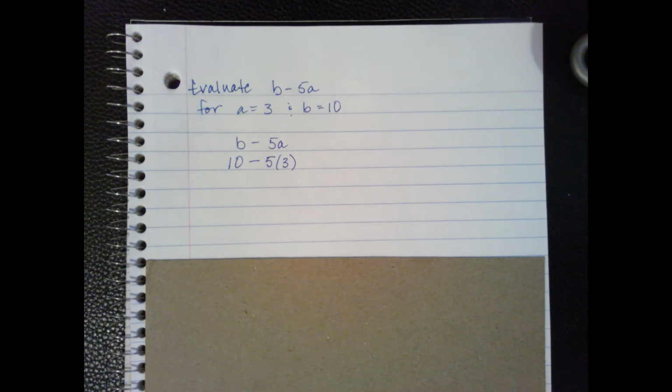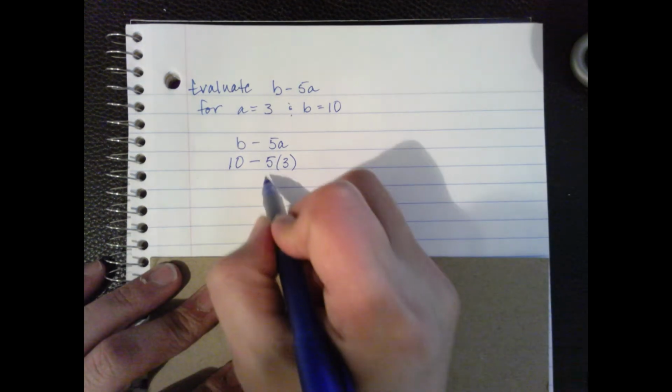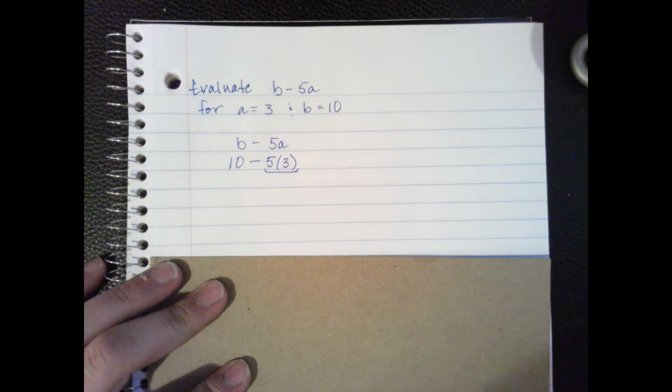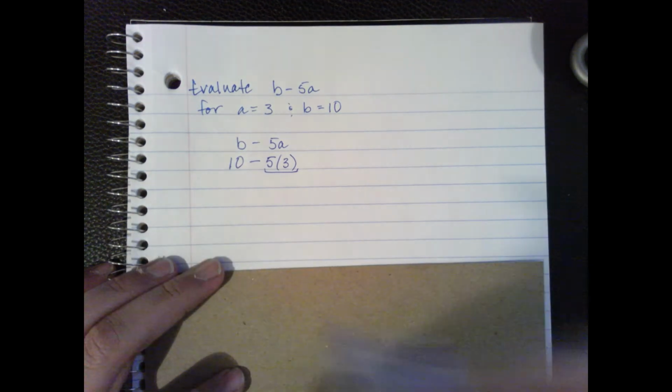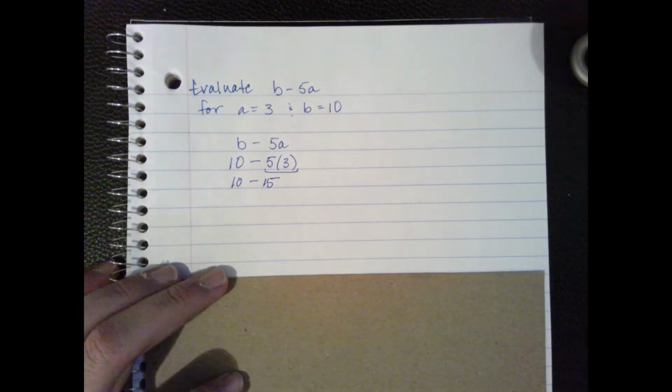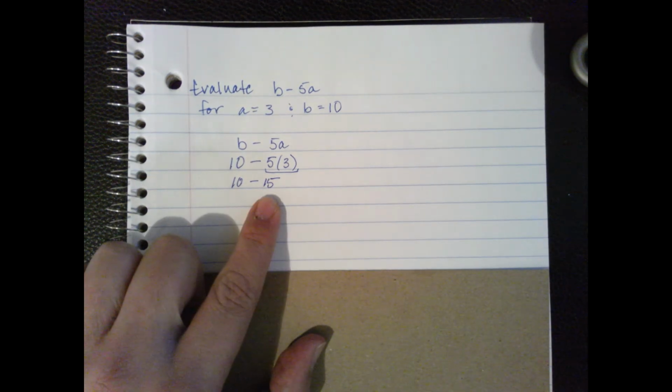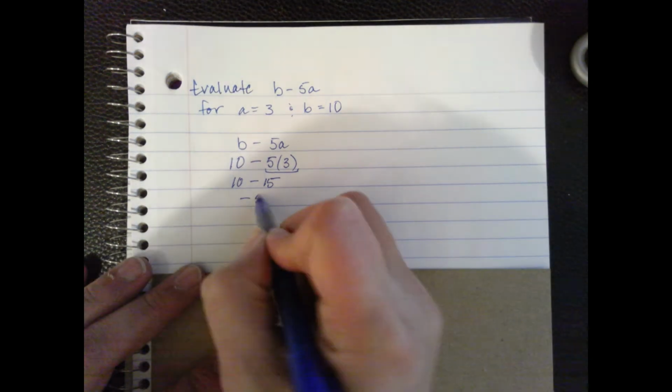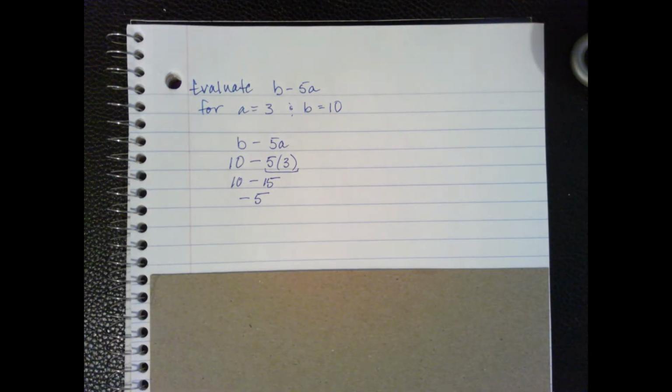Okay. So now I've plugged in both of my numbers into my algebraic expression. Now I need to simplify. And I know we haven't covered PEMDAS yet, and we will soon. The first thing that happens here is multiplication. So I've got 10 minus 15. And now I can perform the subtraction, and that gives me negative 5.